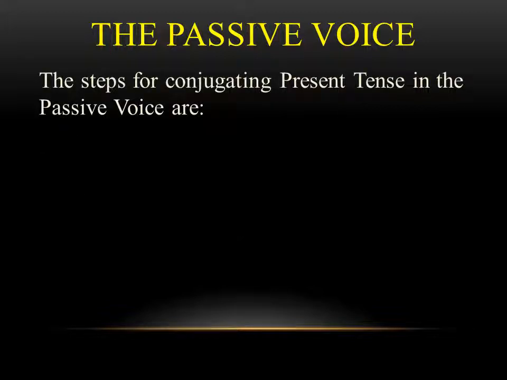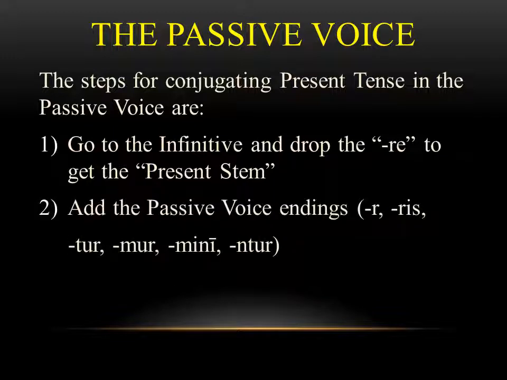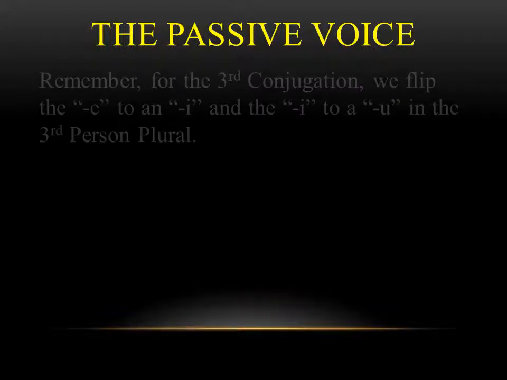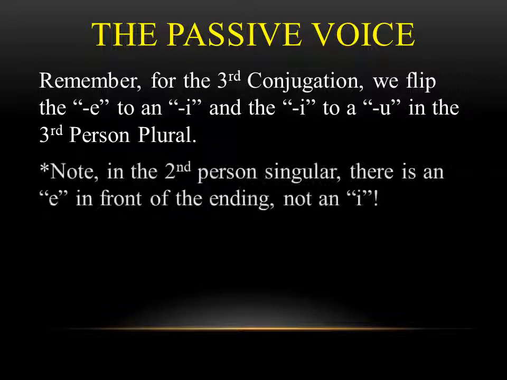So here are the steps for conjugating the present tense with the passive voice. The first thing you would do is go to the infinitive and drop the re to get the present stem. Then you would add your passive voice endings, just like we did with active voice, but you use the passive ones: r, ris, tur, mur, mini, ntur. And remember that just like when we were doing active voice, in the third conjugation, you flip the e to an i and then the i to a u in the third person plural.